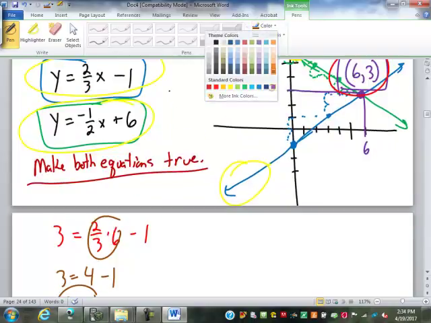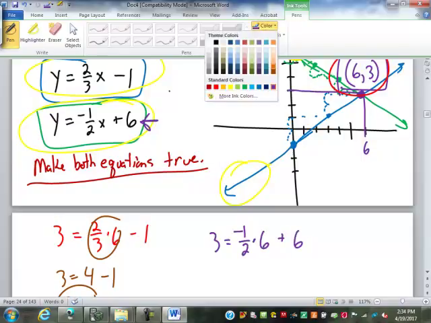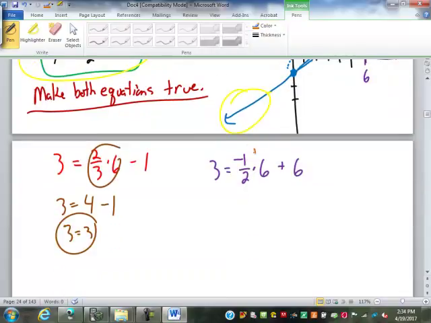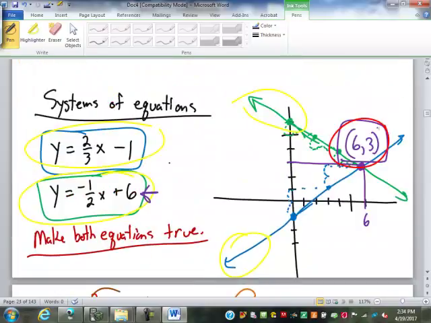Let's test it out then in this bottom equation. We put in 3 for y: 3 equals negative 1/2 times 6 plus 6. So we have negative 1/2 times 6, which is negative 3. Negative 3 plus 6 is positive 3. So 3 equals 3. So it makes that equation true as well. So that point, (6, 3), is a solution to this system. It makes both equations true.